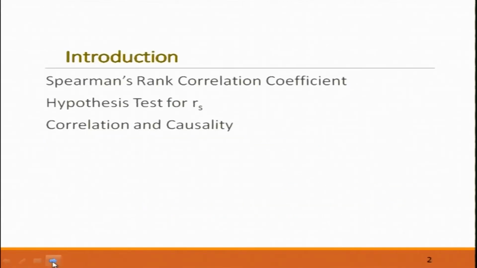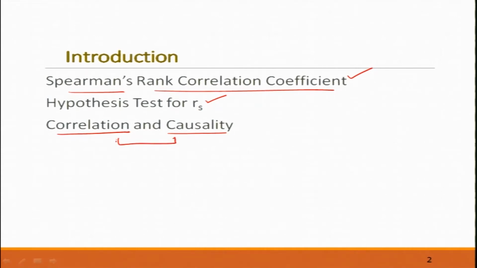Previously we discussed Pearson's product moment correlation. In this lecture, I will discuss Spearman's rank correlation coefficient. First, I will differentiate this from the Pearson's coefficient. Then we will test the hypothesis for RS. Then we will see whether correlation implies causality, and how these are related.